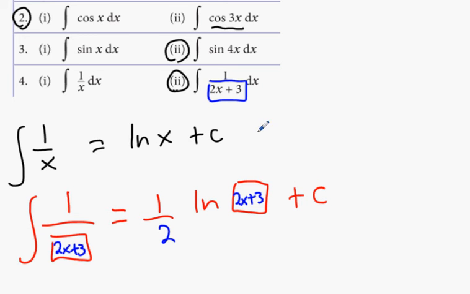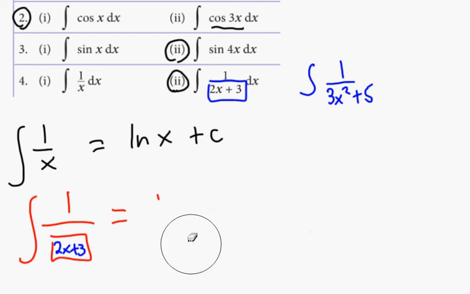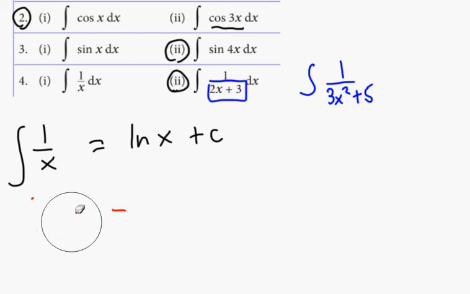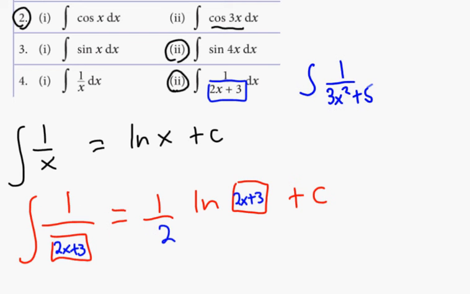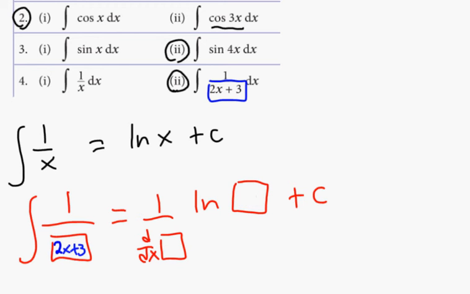Would you like me to try one more of them? One more log question. I'll make up one. 1 divided by, I'll make it a bit harder, 3x squared plus 5. Okay. Same thing again. I'll just get back my old 1 over 3x squared plus 5. Okay. Just 1 second. Integrate 1 over 3x squared plus 5.